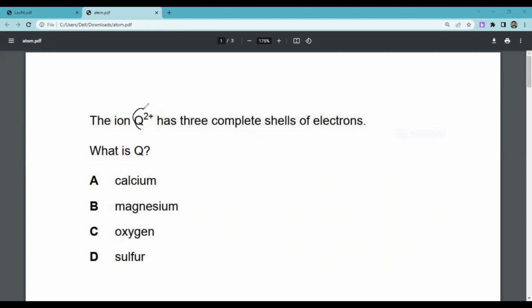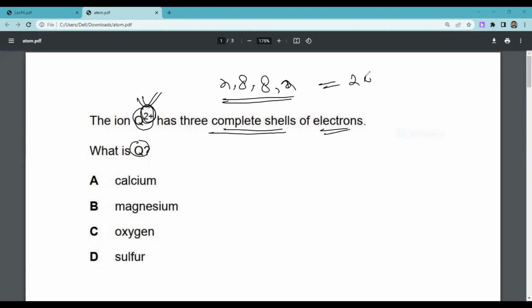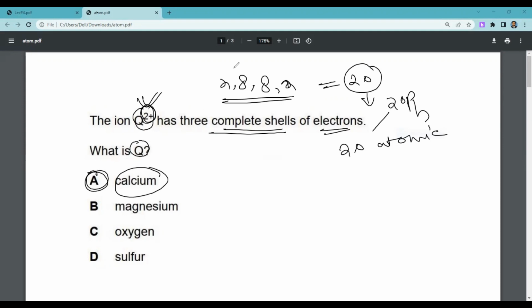The ion Q2+ has 3 complete shells of electrons. What is Q? Now write the electrons as 2 into 8 into 8. Since it is 2 positive, it means that this element has lost 2 electrons, so we will add 2 here. Now calculate the total number of electrons: 2, 8, 8 and 2 make 20. 20 electrons means that 20 protons are in the atom, and if 20 protons are present, 20 is the atomic number. The atomic number of calcium is 20, and our correct option will be calcium.